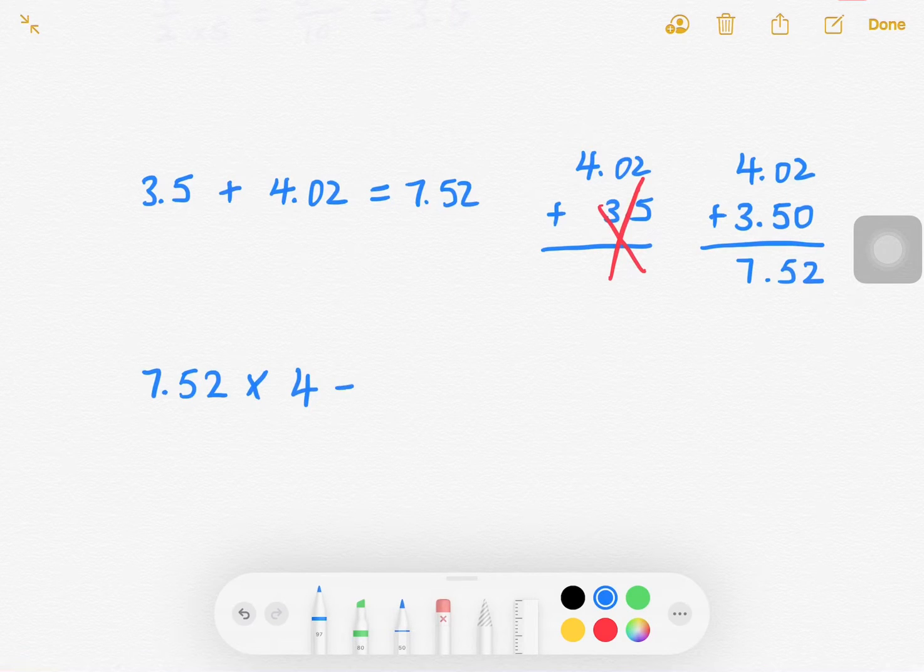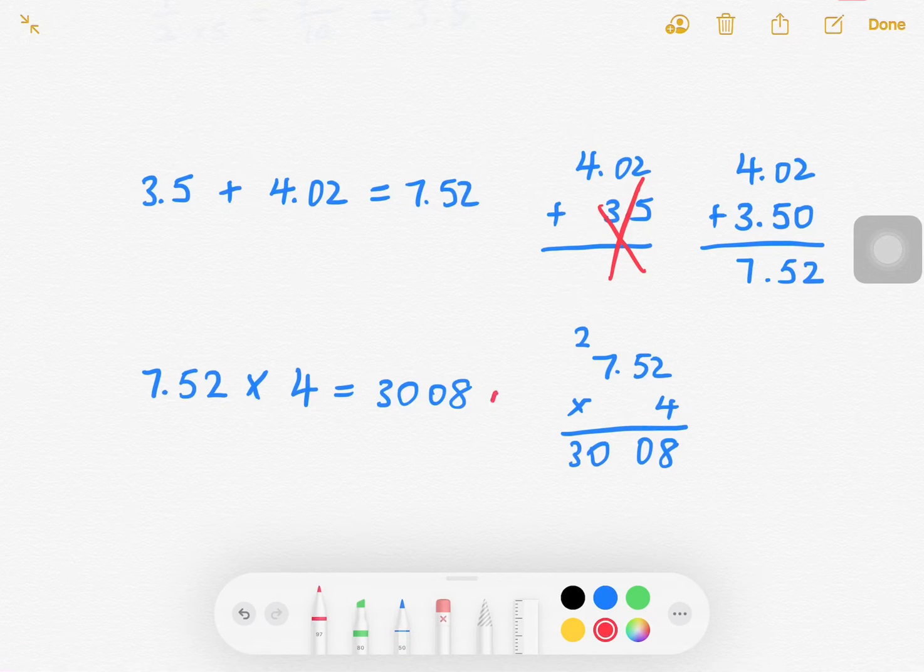I want to multiply by 4. A common mistake will be, pupils will multiply 2 times 4 is 8, 5 times 4 is 20. I regroup. And 7 times 4 is 28, plus 2 is 30. So this is the correct one. The common mistake is pupils will miss out the decimal point and write down 3008, which is wrong. I should have 30.08. You must bring down the decimal point. So this is 30.08.